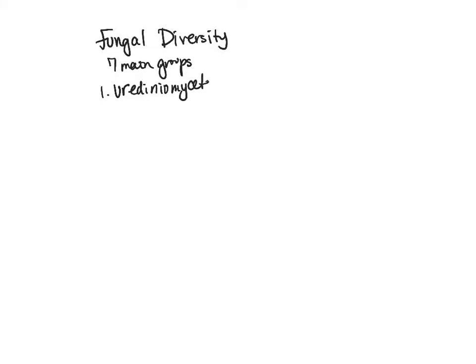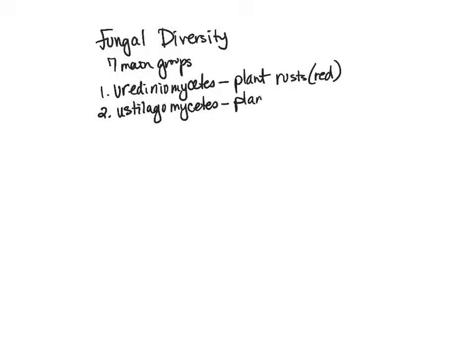Not too much. So we're going to go into a little bit of that. So let's say fungal diversity. So there are 7 main groups. The first one is uridinomycetes. And these are the plant rusts, and these are typically red. The second are the eustilagomycetes, and these are plant smuts, and these are usually dark in color.